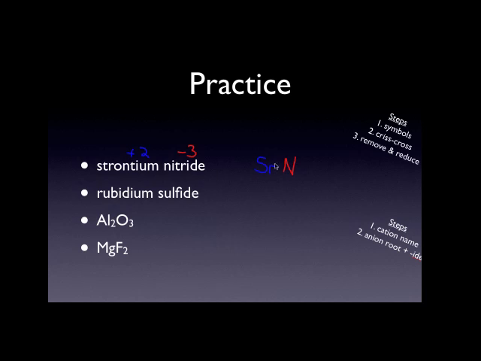Okay, so what do we do with those? We switch them. So we need to crisscross. Essentially, the 2 from the strontium is going to go over to the nitrogen, and then the -3 from the nitrogen is going to go over to the strontium. And it's already reduced. 3 and 2 are good. There's no 1s. I don't need to remove them. Sr3N2. Excellent. And if you add up those numbers, you can see that it cancels out to equal 0.